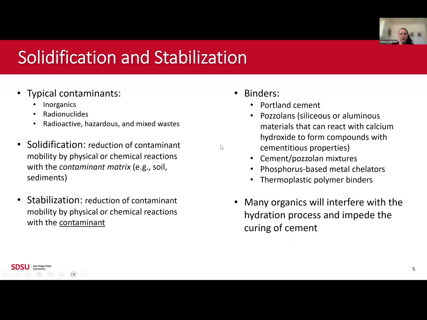All right, so another option that we have, this is one that we saw with the radionuclides, was an option for us: solidification and stabilization. These are actually two different strategies, but they work in the same manner. The way that this works is to really hold the contaminant in place. It's not necessarily to remove the contaminant or to destroy the contaminant, but really to prevent that contaminant from moving anywhere so that it can't impact human health or the environment.